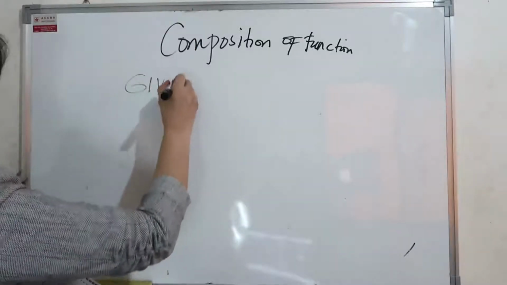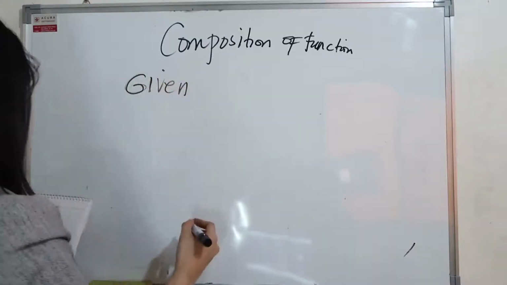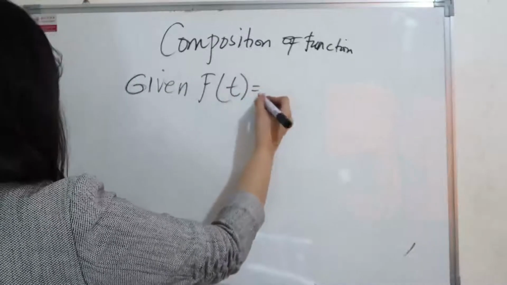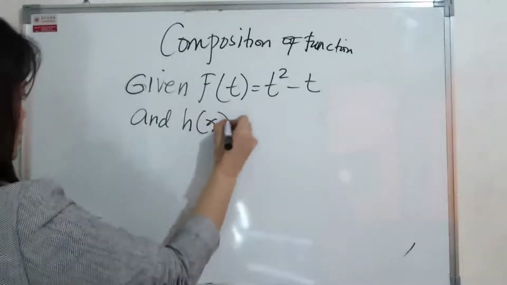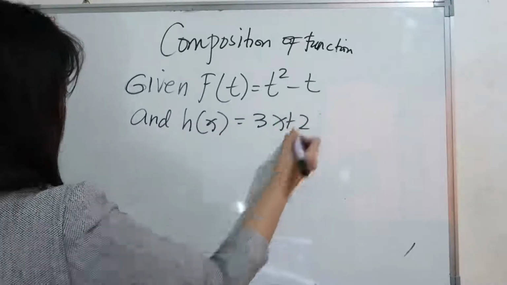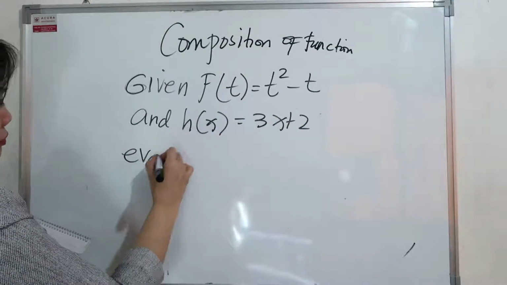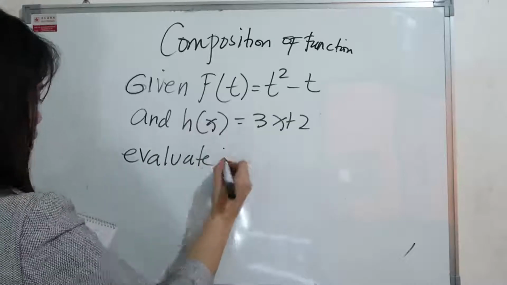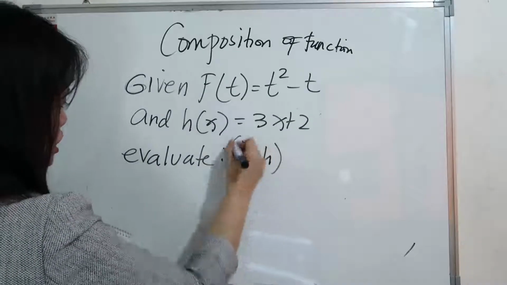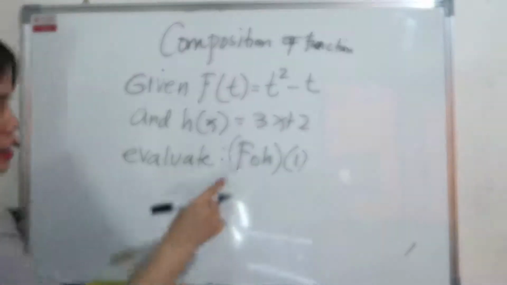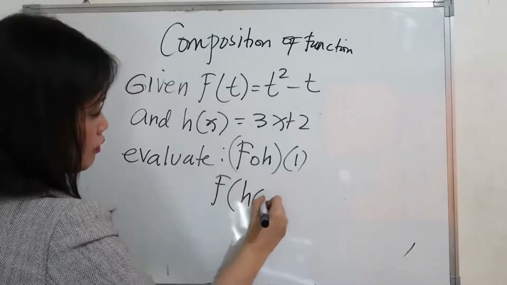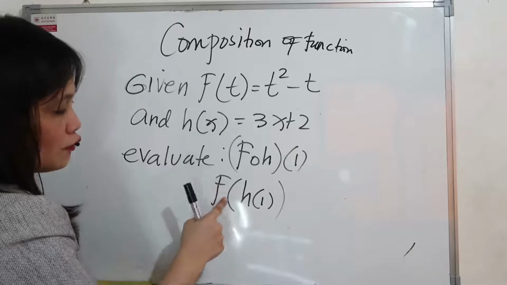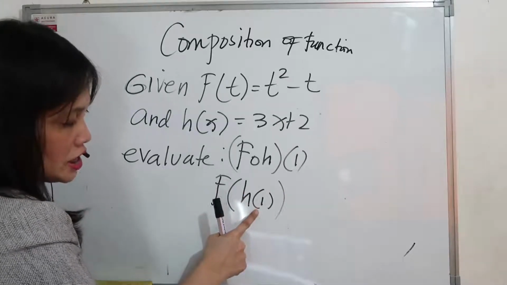Let's say the given is f of t is equal to t squared minus t, and h of x is equal to 3x plus 2. We need to evaluate f of h of 1. It means f of h of 1. So your x here is 1.